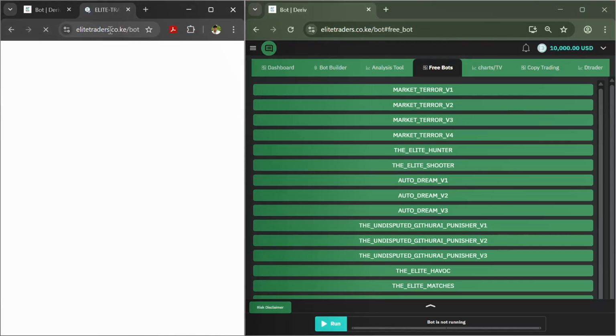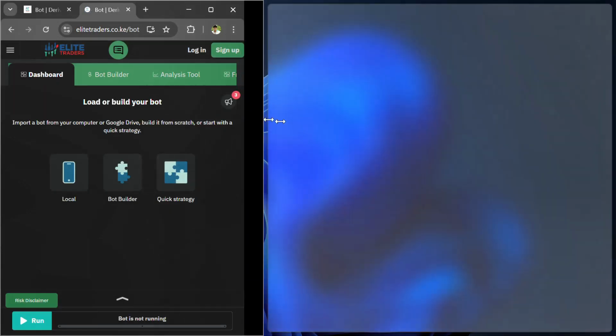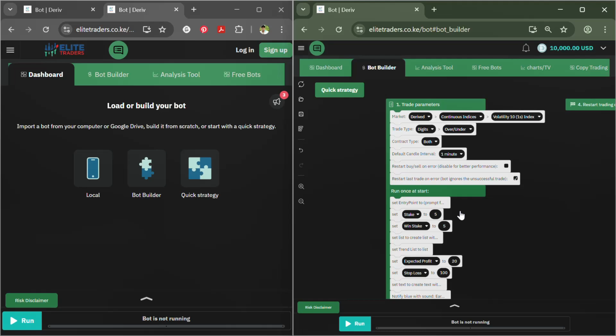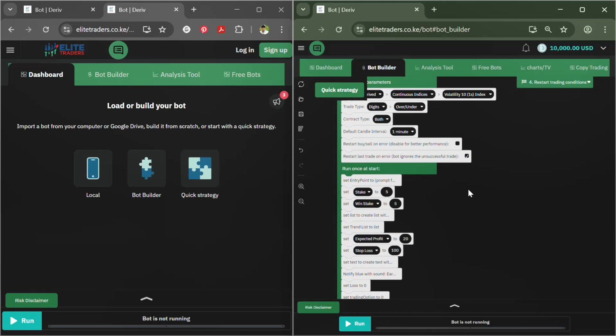I just want to open 3 tabs here so that I can demonstrate all these. On this side, let me just use Autodream V3, which trades under 7 with a recovery of under 5. The moment you load the robot, in case you want to access the Erite analysis tool, you can click the link in the video description, or go to your browser and search for eritretraders.co.ke. You can also check out the link in the video description.